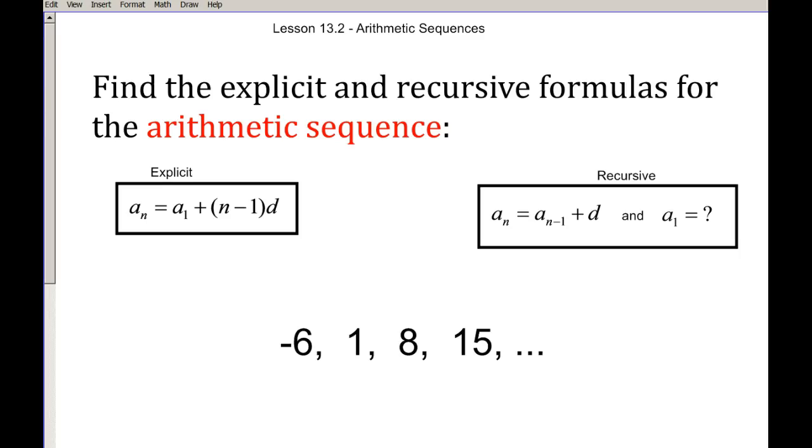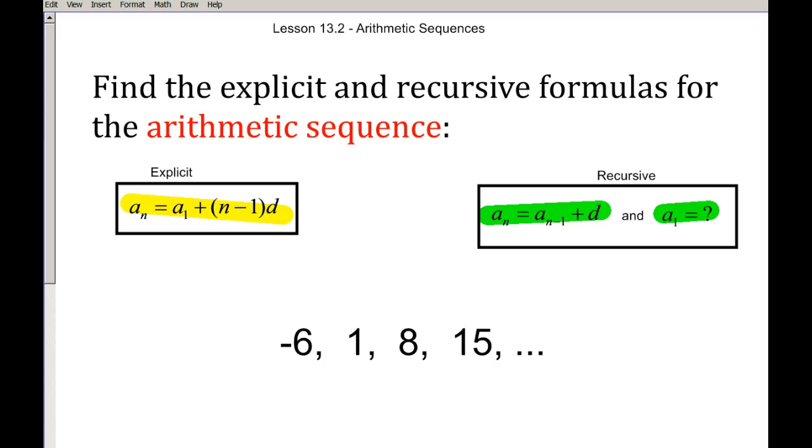This is lesson 13.2, arithmetic sequences, and you'll want to copy down these two formulas right here. You'll need this formula for the explicit formula and this formula for the recursive formula. A sub 1 equals a number there. You'll actually have to plug in a number when you use that formula. So given a simple sequence like this, let's figure out how to plug into these formulas.